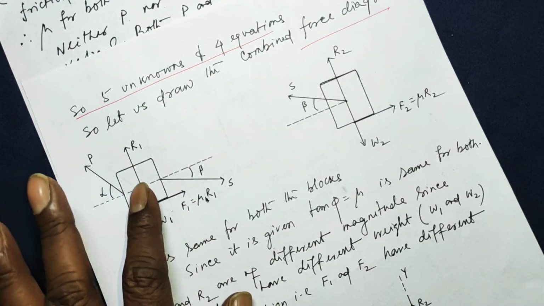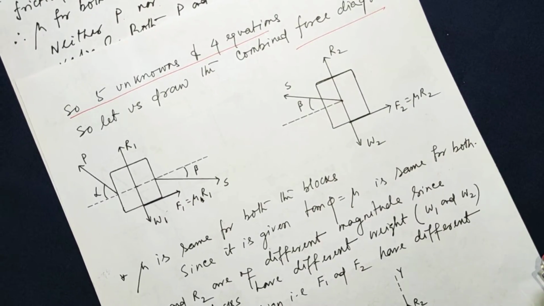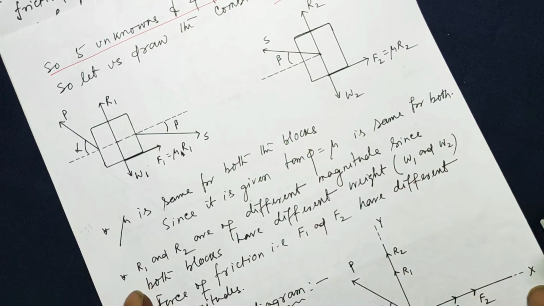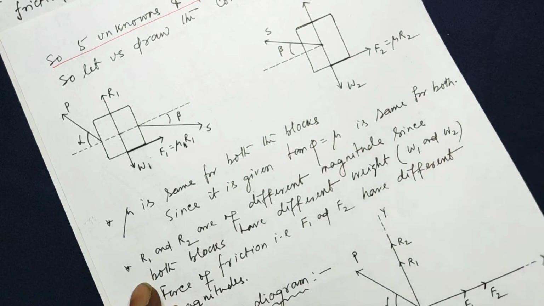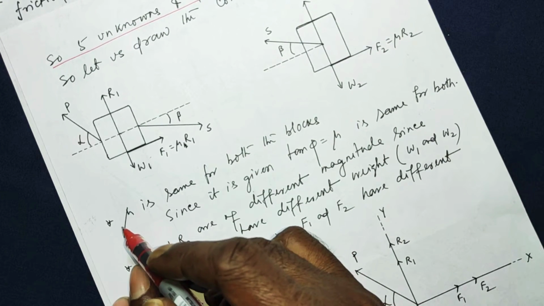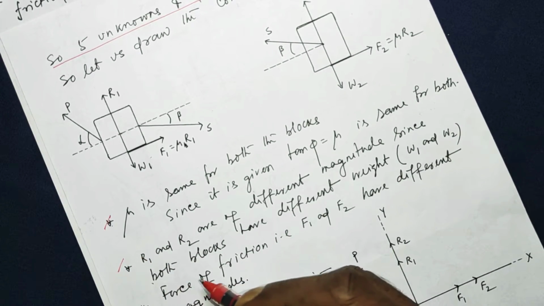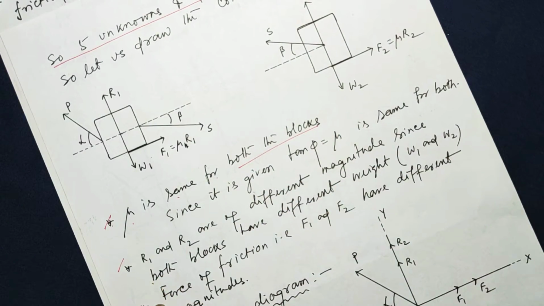So this is the free body diagram for W1. This is the free body diagram for W2. Sorry, the camera got shifted. I hope it is still clear. Then coming back to another important point here: mu is the same for both the blocks. Why?